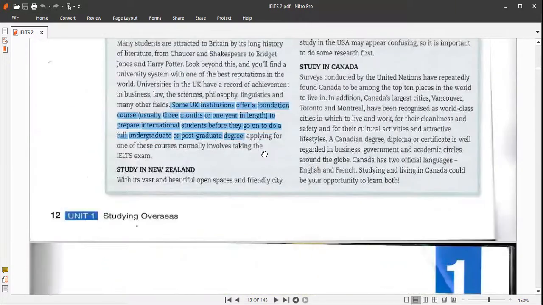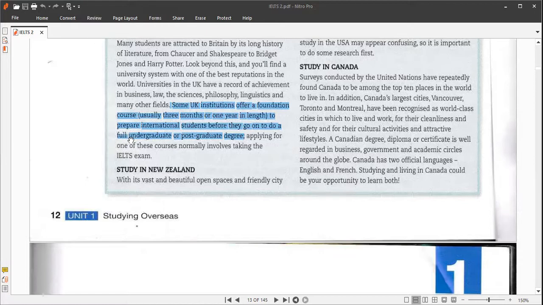So here, what's the answer? The answer is this one: a foundation course. You can answer foundation course, 2 words, or a foundation course, 3 words maximum. That's the answer.